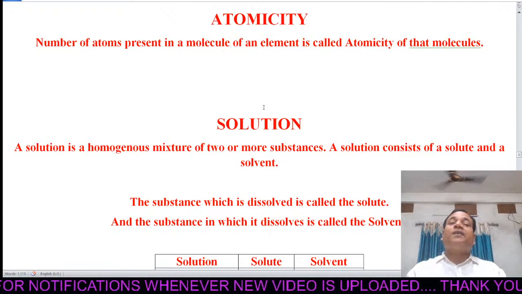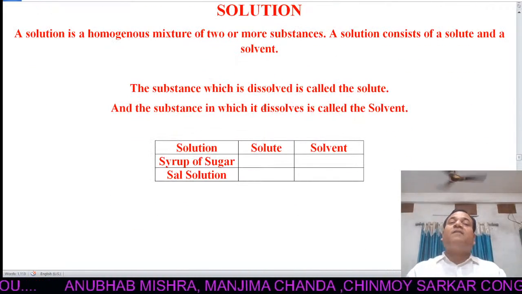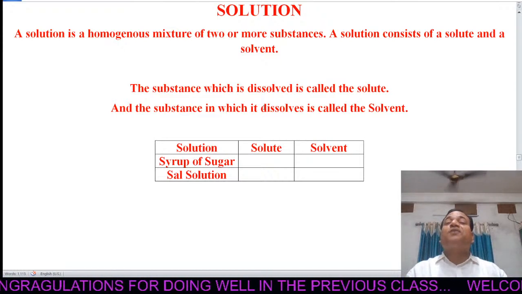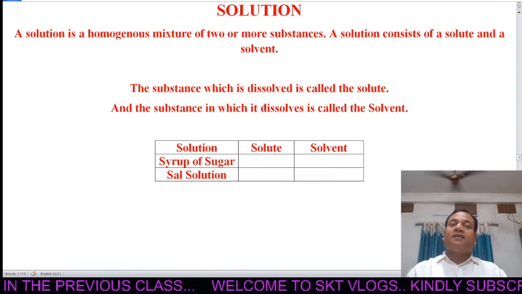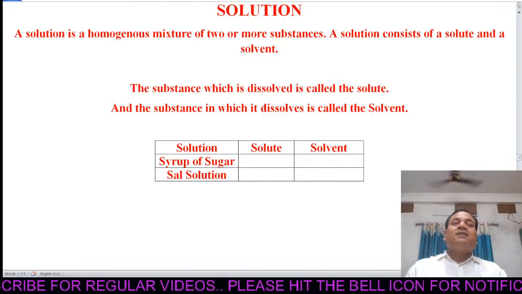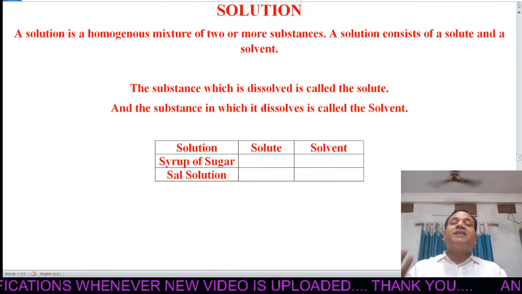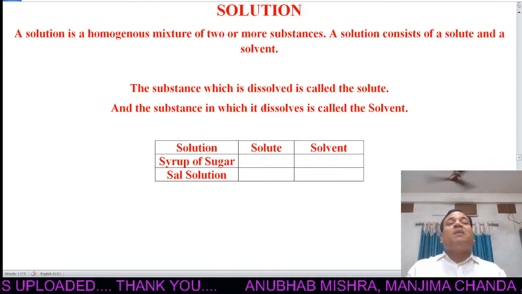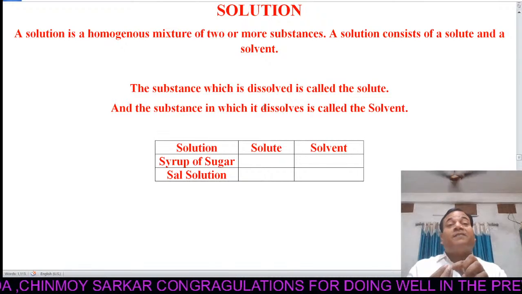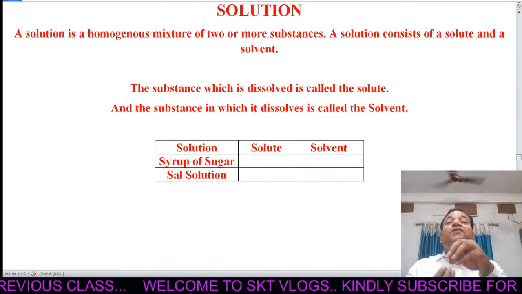Now see solution. A solution is a homogeneous mixture of 2 or more substances. A solution consists of a solute and a solvent. You listen here. Suppose we have some amount of sugar, say 100 gram of sugar, and half liter of water. If you mix it, the sugar will dissolve in water. Exactly. So this is a solution.